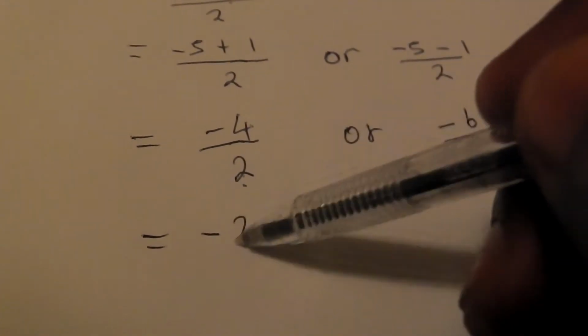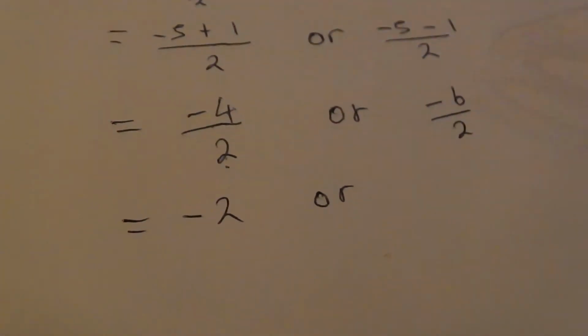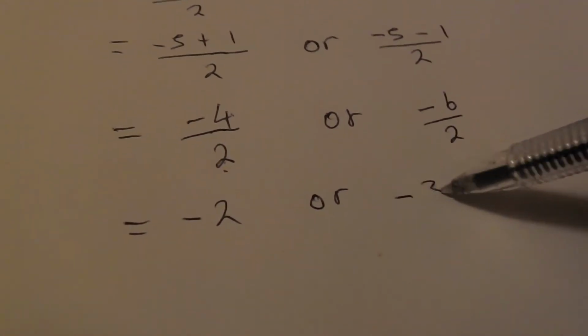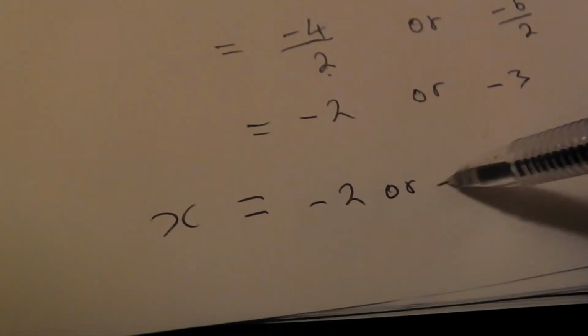So it will be negative 2, or negative 6 divided by 2, there we will get negative 3 as well. So it means now our x is equal to negative 2 or negative 3.